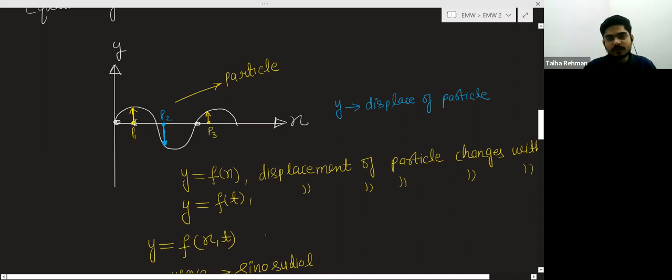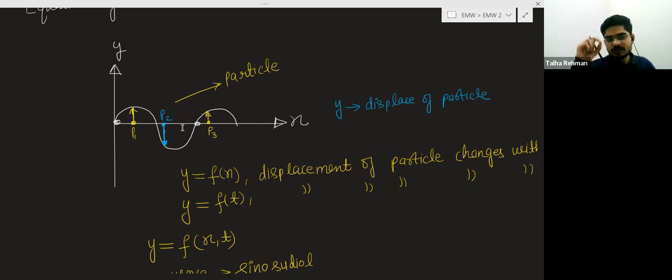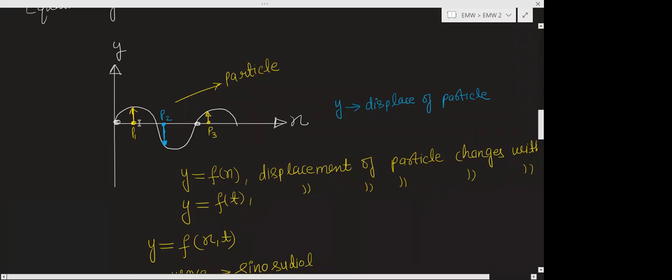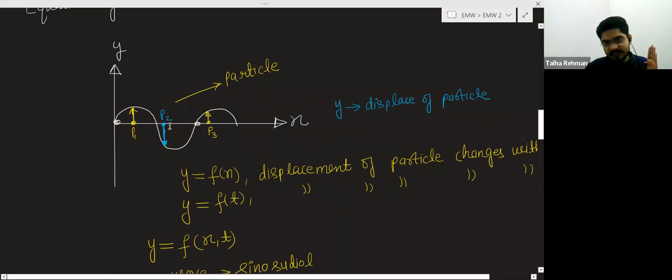Suppose you take a single particle here. Here the displacement of the particle is this. Now suppose the particle is here, the displacement will be different. So this particle is oscillating about the mean position, and with distance, or with x, the displacement of the particle is also changing.